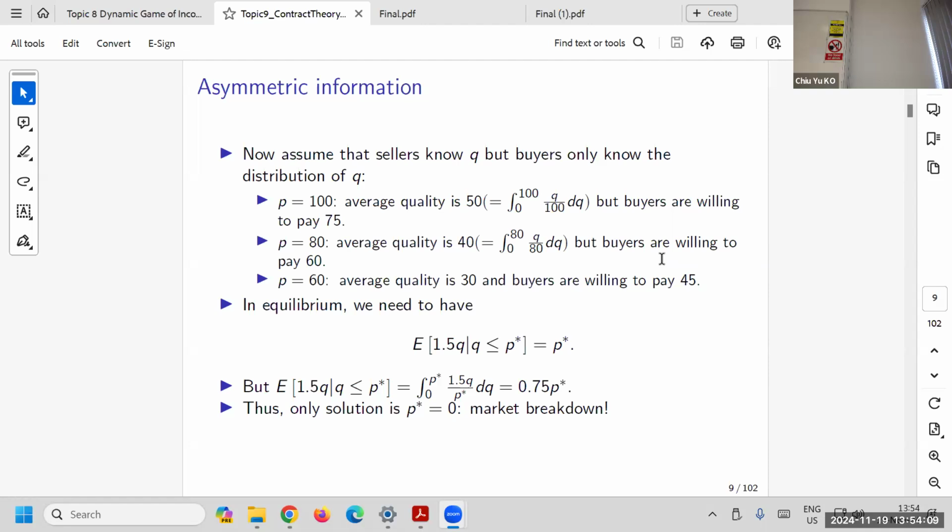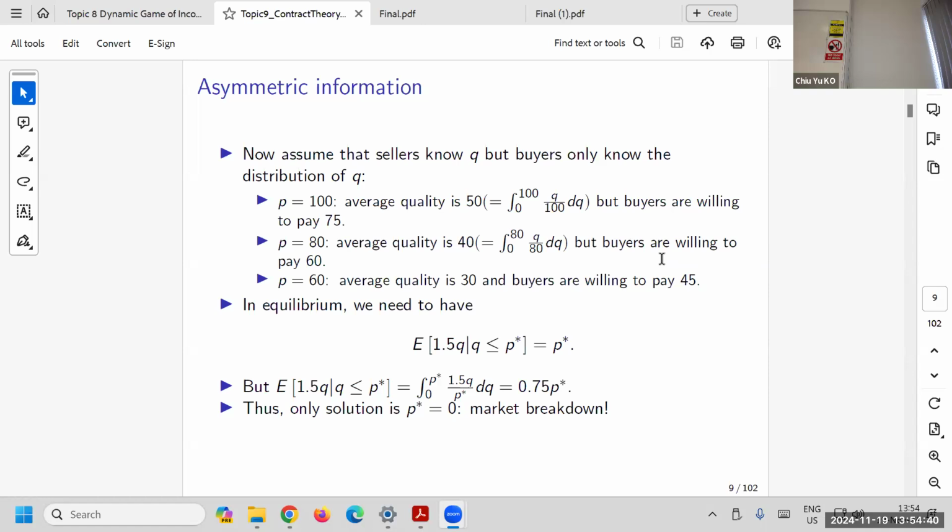So let's go down. Let's shrink the market to 80. Again, the average is 40, so they only pay 60. Go down one more, to 60. The average is 30, so people only pay 45. So the gap is getting smaller: the gap is 25 here, 20 here, and 15 here. It keeps shrinking.